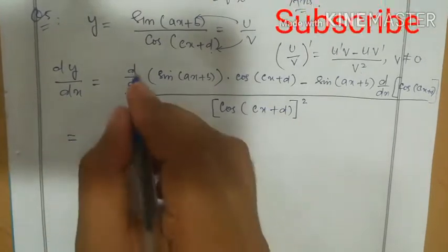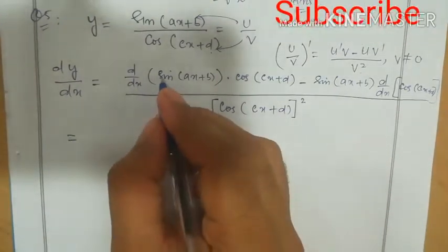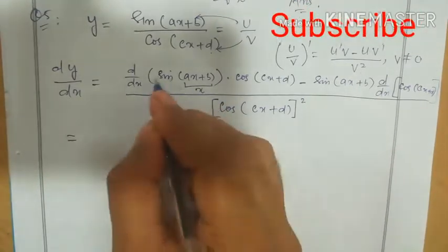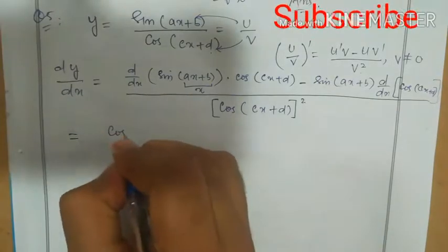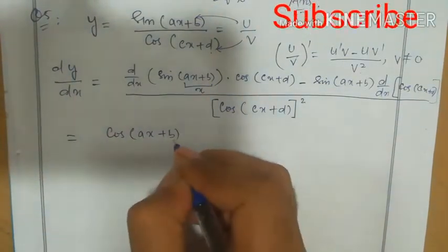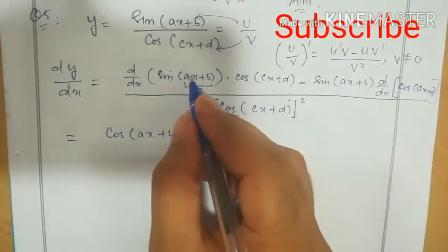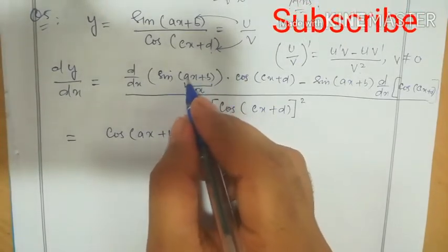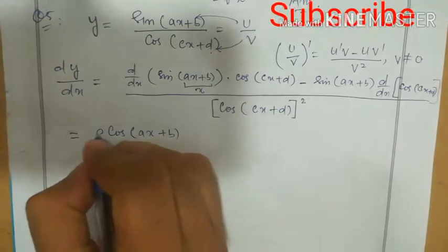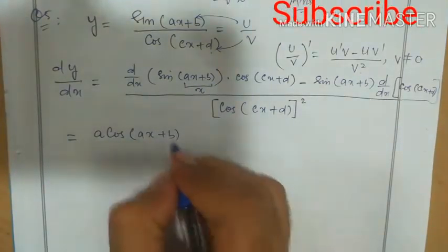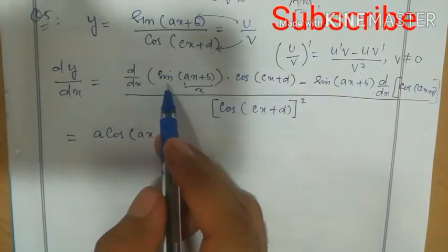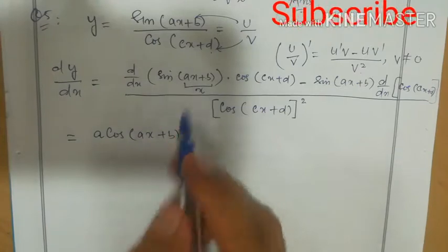Now differentiation of, same here, differentiation of sine, just treat this as sine x. Differentiation of sine x is cos x, ax plus b, and differentiation of ax plus b. Differentiation of ax is a, differentiation of b is 0. So I will write here a cos ax plus b. We did this question in the first question, you can also see how it came.